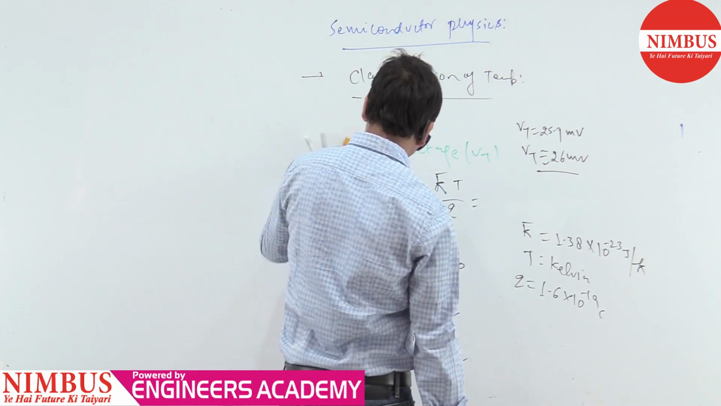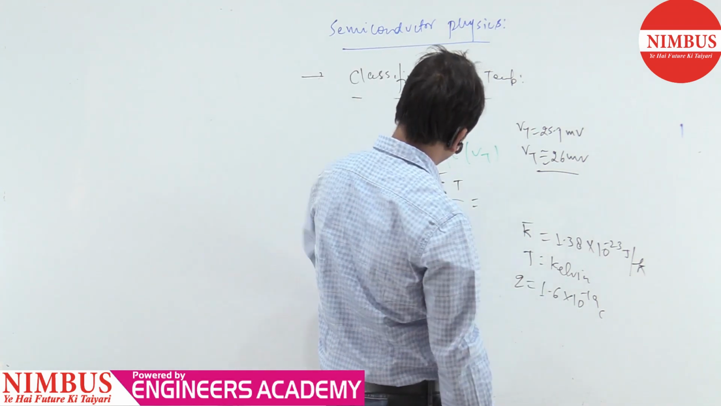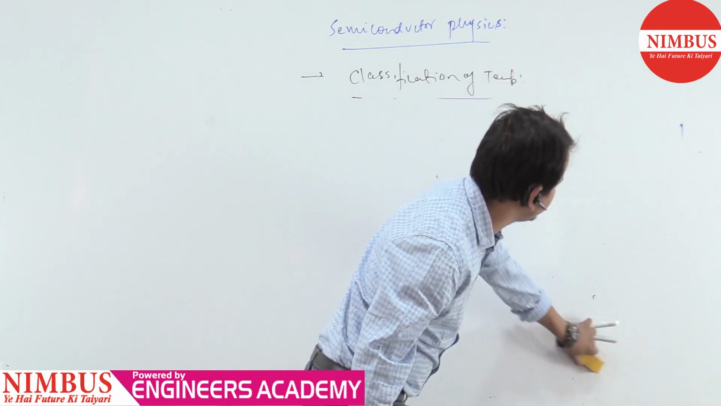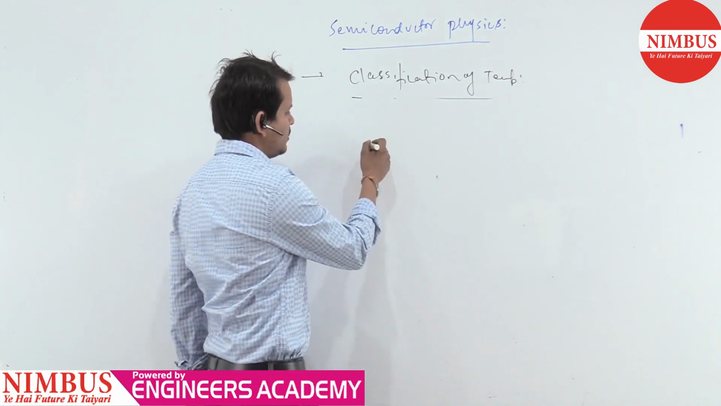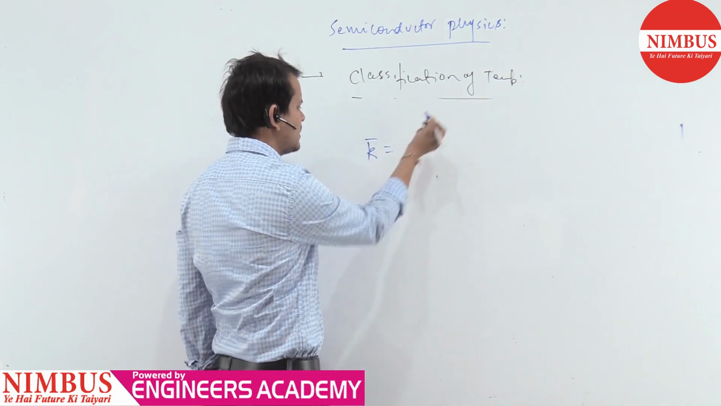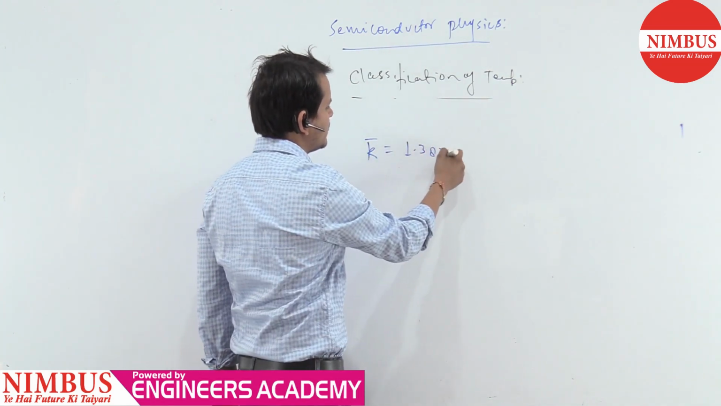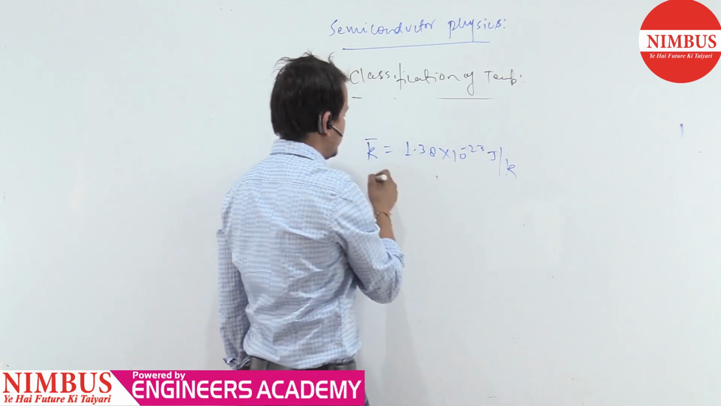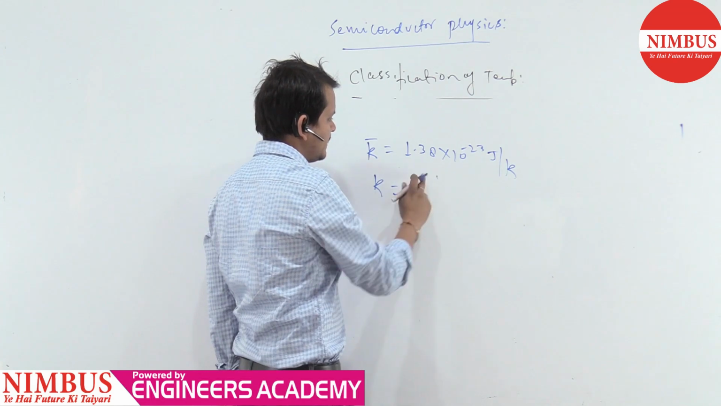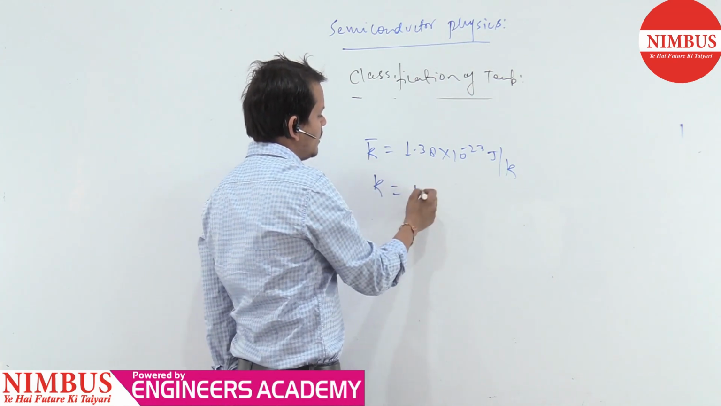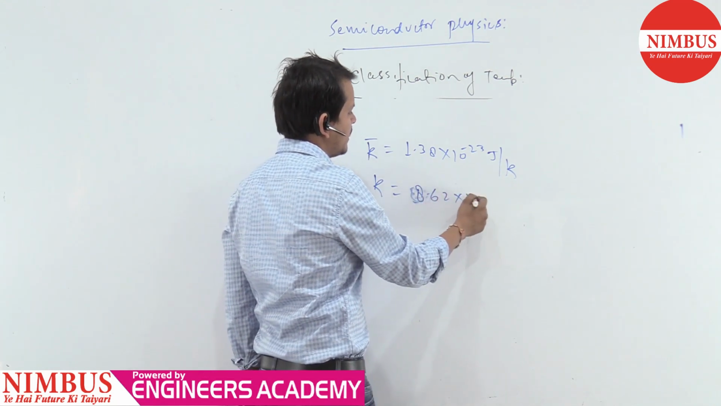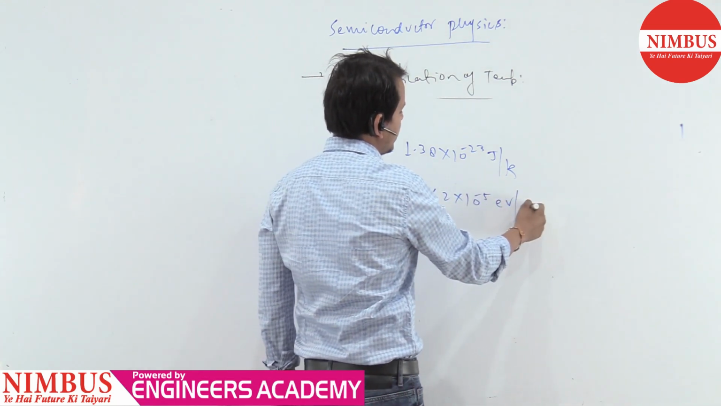So see this. Here we also define the K. So we have K as well as K bar. What about the K? K bar is 1.38 times 10 to the power minus 23 joule per Kelvin. Now K is equal to 8.62 times 10 to the power minus 5 electron volt per Kelvin.